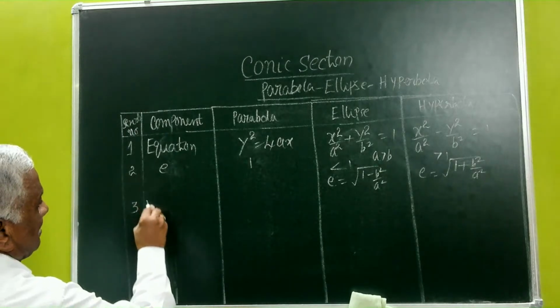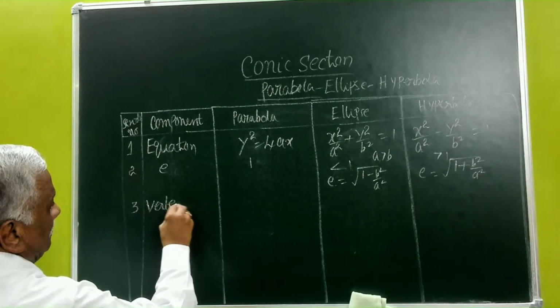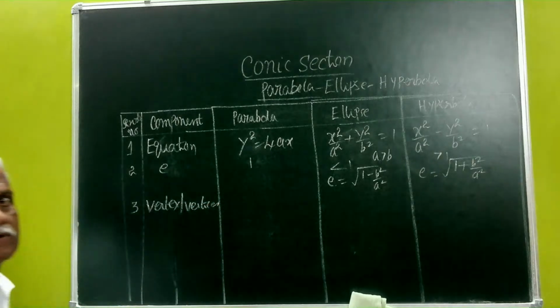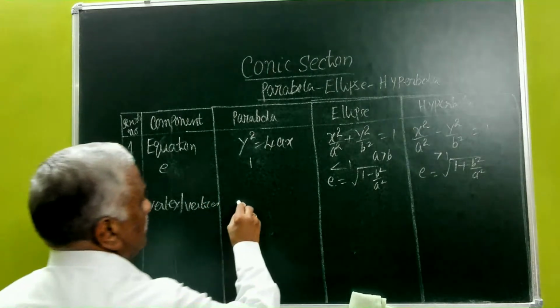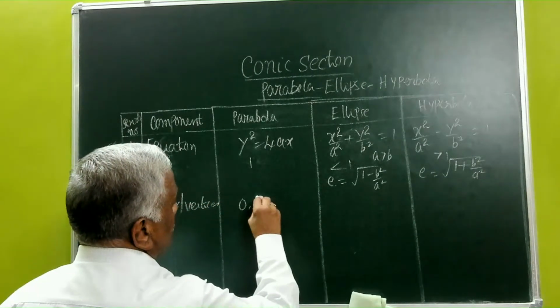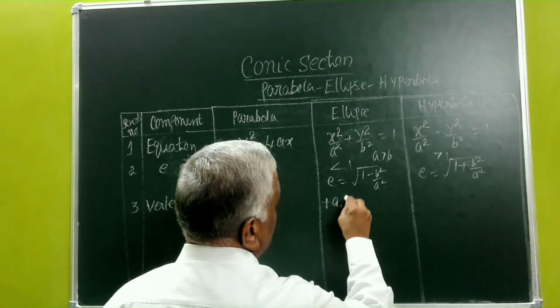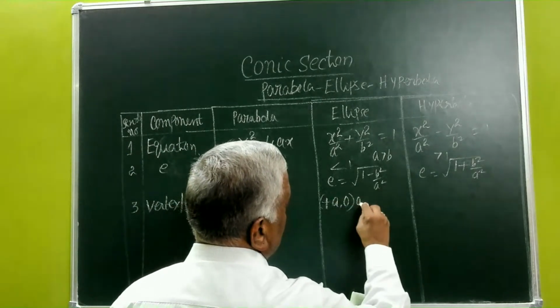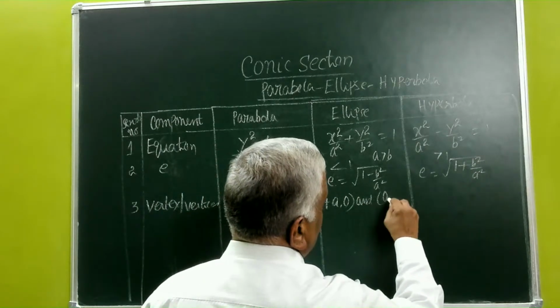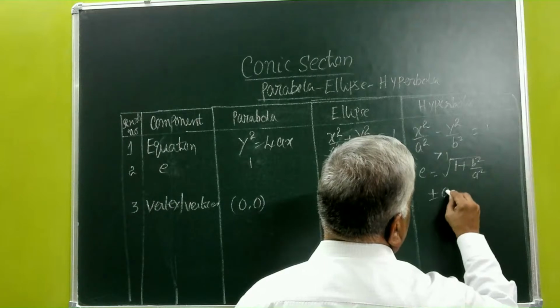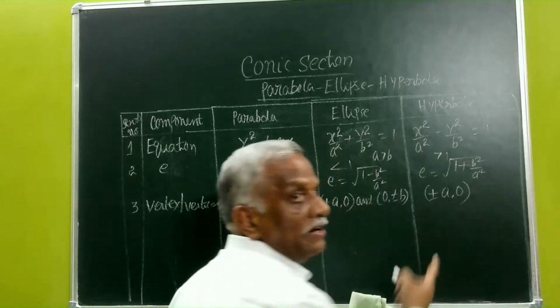Then vertex or vertices. For the parabola this is 0, comma 0. For the ellipse this is plus or minus a, comma 0, and 0, plus or minus b. For the hyperbola this is just plus or minus a, comma 0. Only 2.